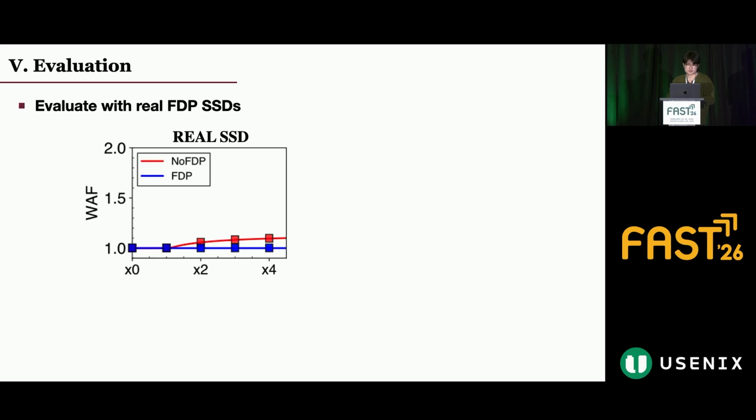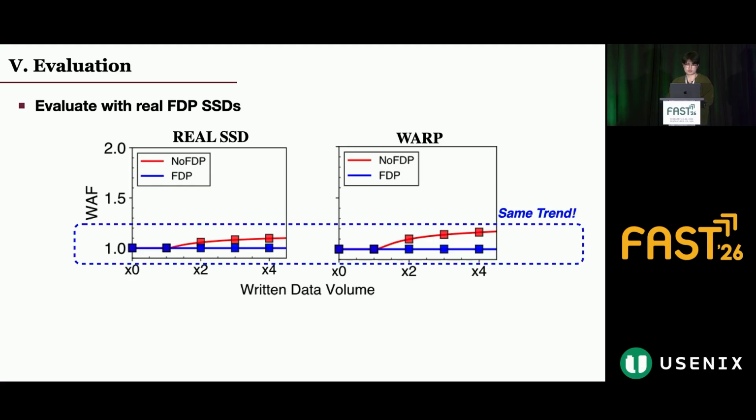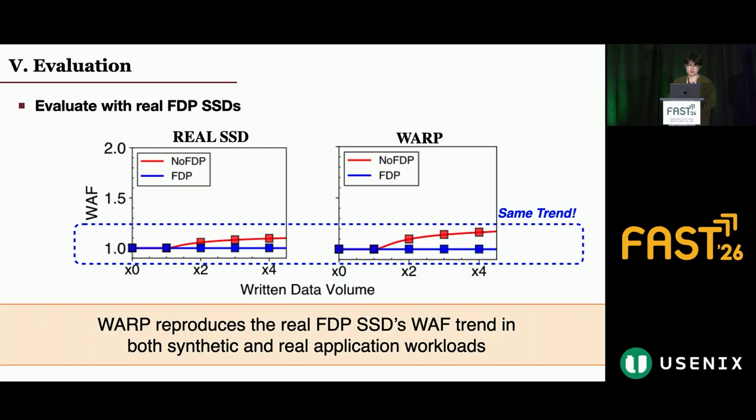One essential property an FDP emulator must have is WAF reproducibility. It should match the trend we observe on the real SSD. So here we are looking at one of our results, capturing the write amplification trend for both the real SSD and WARP. The key point is that WARP reproduces a similar write amplification trend compared to the real hardware. For more comprehensive validation across different workloads, please check out the paper.